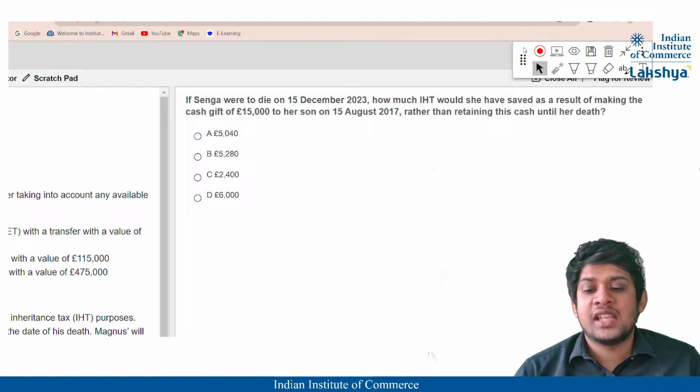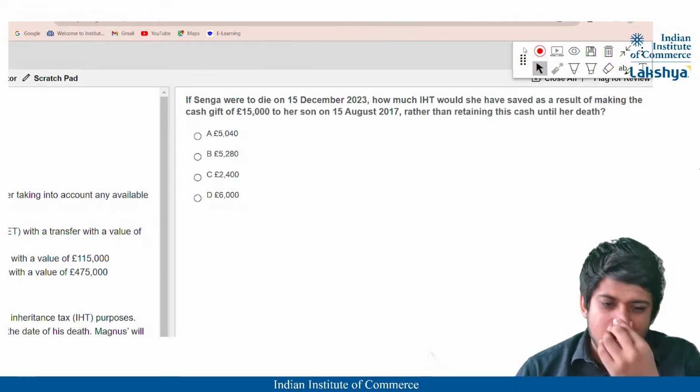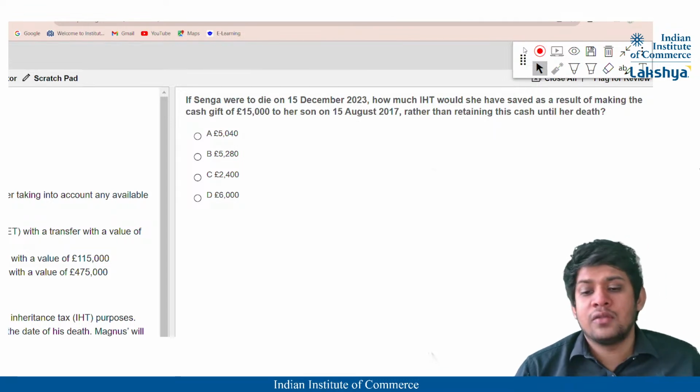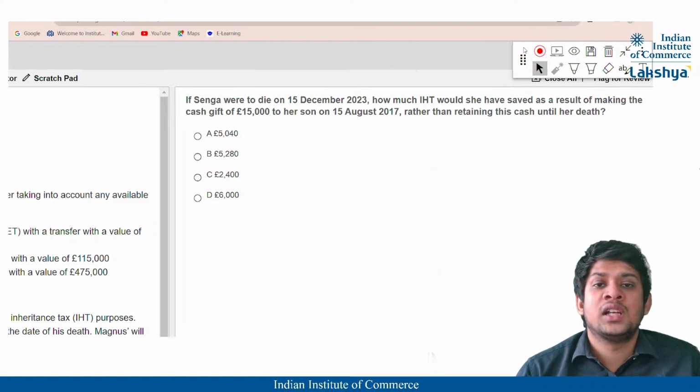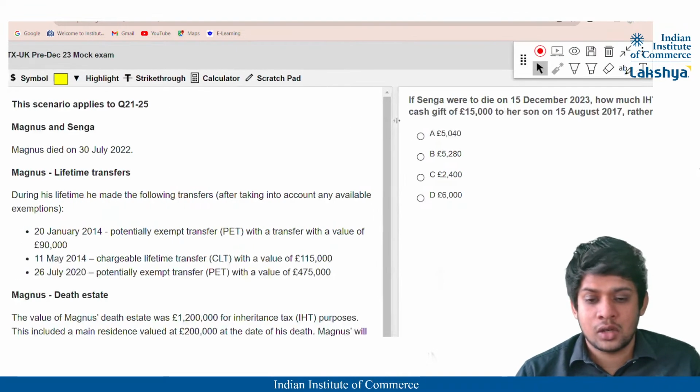Okay, guys. If Senga were to die on 15th December 2023, how much IHT would she have saved as a result of making the cash gift of £15,000 to her son on 15th August 2017 rather than retaining this cash until her death? Okay, so you have to identify how much she will save if she transfers it before she dies, versus if it is in her death estate. So what will be the difference and what will be the savings?